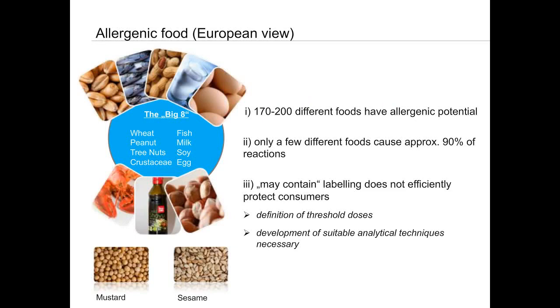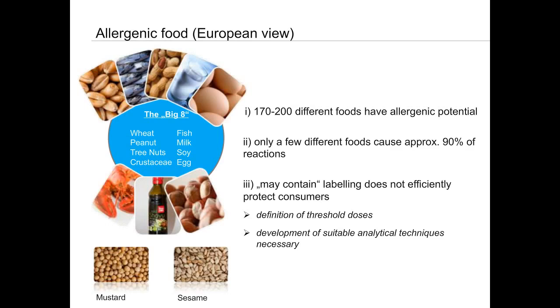Having a look at the allergenic food, there are quite a number of different foods that have the potential to elicit allergic reactions. 170 to 200 different foods can lead to allergic reactions, but only a very limited number of different foods regularly cause problems. It's the so-called Big 8: wheat, fish, peanut, milk, tree nuts, soy, the different crustacea, so lobster, shrimps.